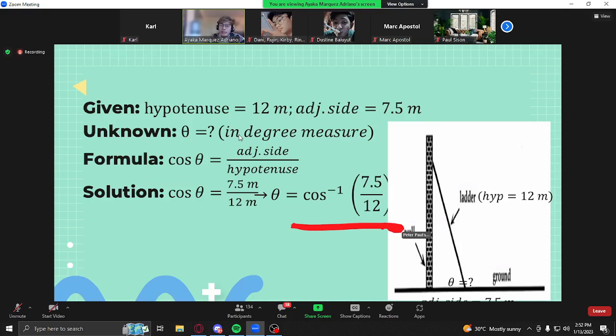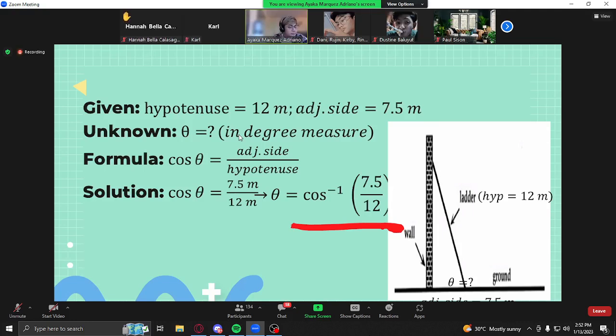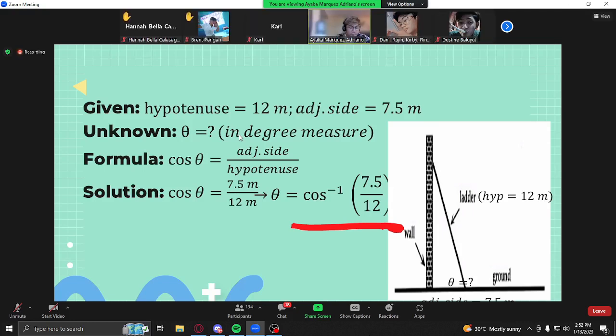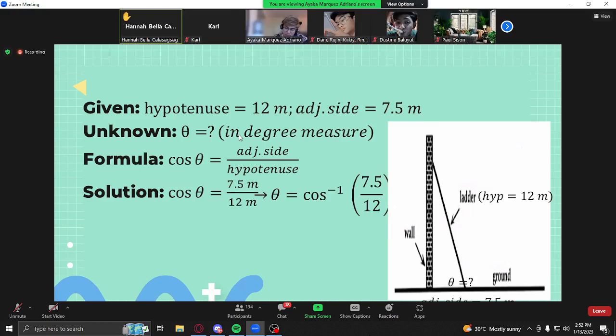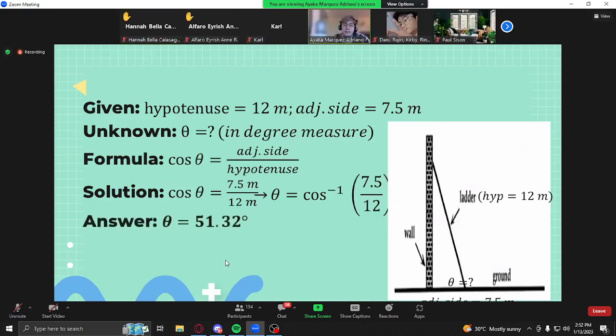Arc cosine 7.5 over 12. Anyone? Yes, Hannabella? 51 degrees. 51 degrees ba siya? Tignan natin. It is approximately 51.32 degrees. Of course, kung may mga choices man sa periodical exam, yun yung hanapin ninyo, yung near sa 51.32.